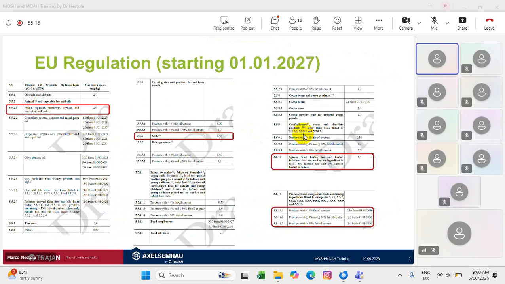Now coming to a few more matrices. It's not only fats and oils that are regulated, but also other stuff like cereals here, so products with, in this case, less than 4% fat. Also stuff like milk. Doesn't make any sense. But interestingly, even in milk you can find MOSH and MOAH. It's quite interesting why you can find it.